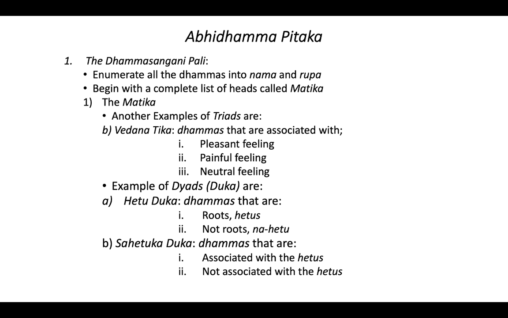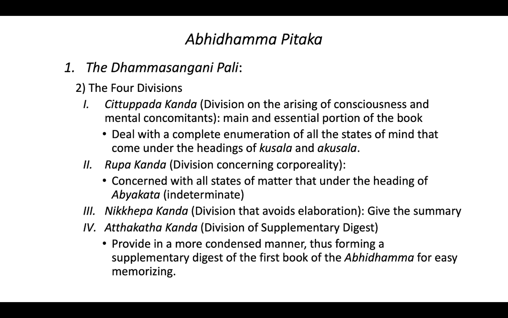So Matika concludes with a list of categories of Dhamma. Based on these Matikas, the Dhammasangani is divided into four divisions. The first division is Cittuppada Khanda, division of the arising of consciousness and mental concomitants. Second division is Rupa Khanda, division concerning corporeality. Third division, Nikkhepa Khanda, division that avoids elaboration. The last division, Atthakatha Khanda, division of a supplementary digest.